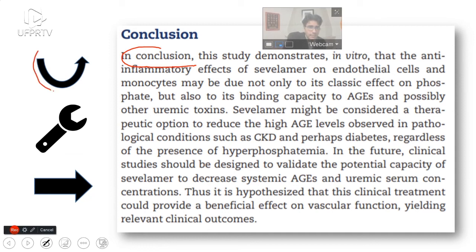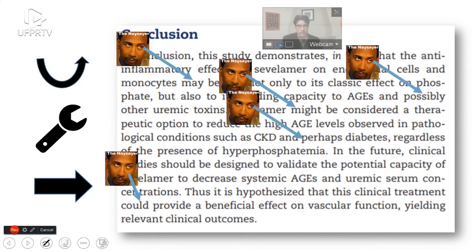It recaps what they did, talks about that it's a good therapeutic option, so the application, and then they talk about the future. In the future, other studies can do more. So the same moves that you would see in the discussion section, you see here in the conclusion section.